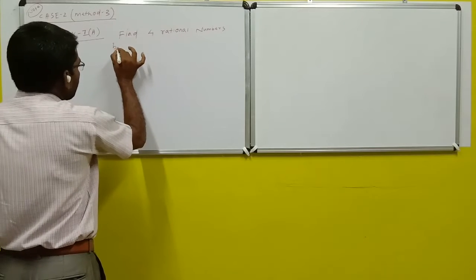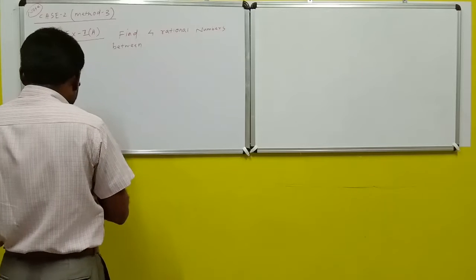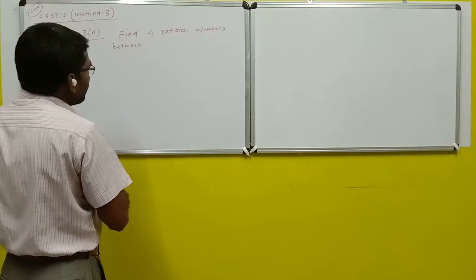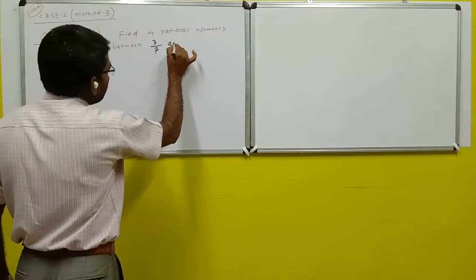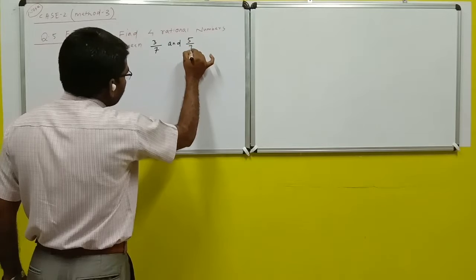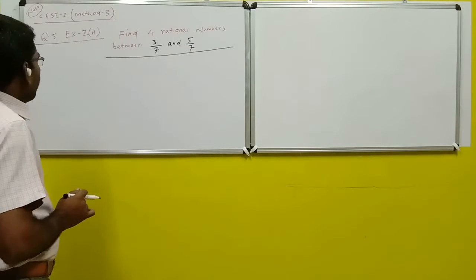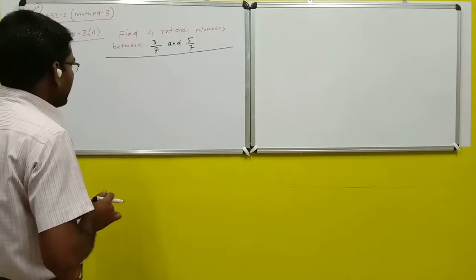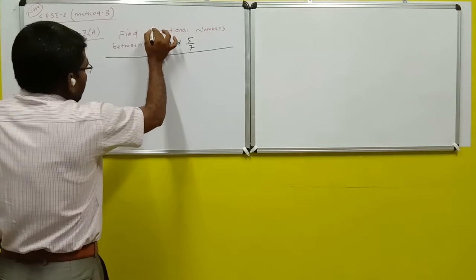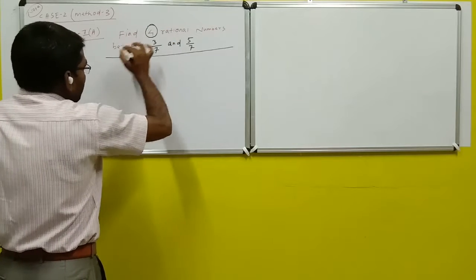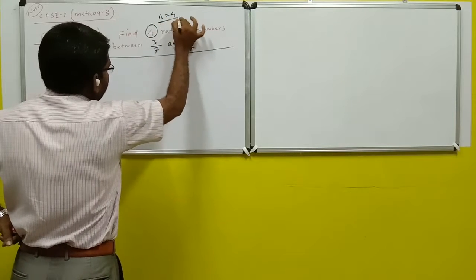Between 3 by 7 and 5 by 7. This is the question, and it is from exercise 1A, question number 5. In this question, you are asked to find 4 rational numbers. It means the value of n equals 4 in this case.